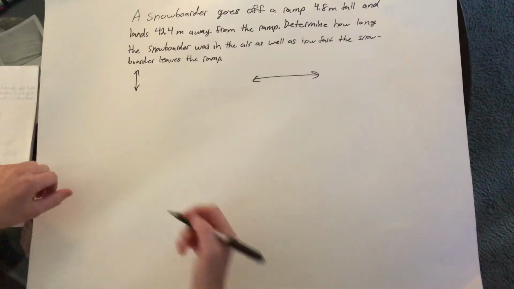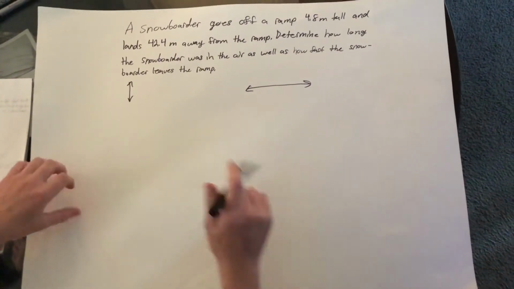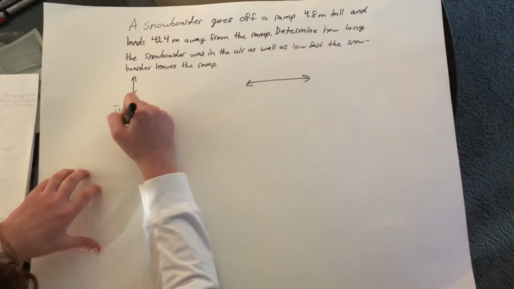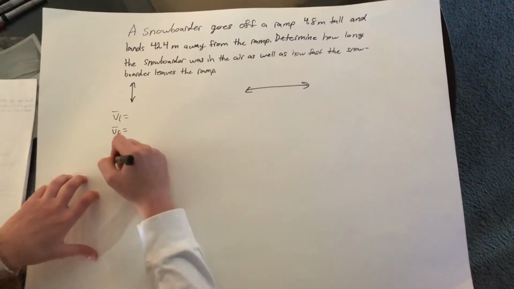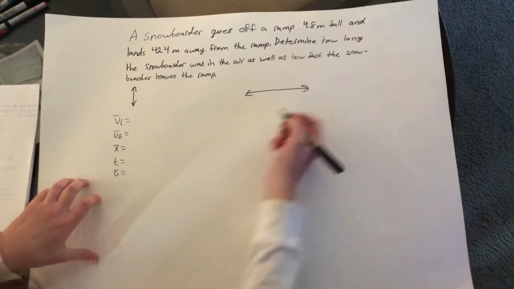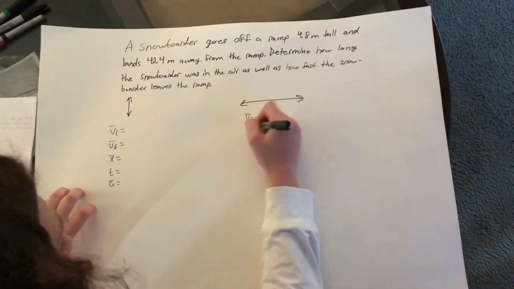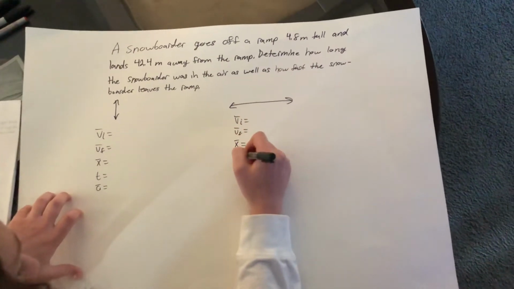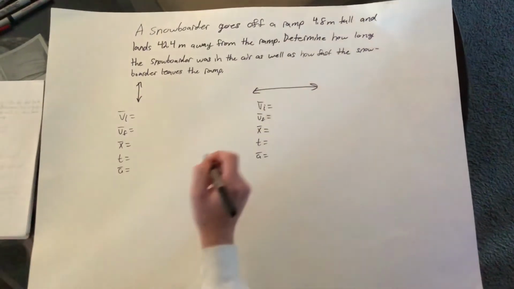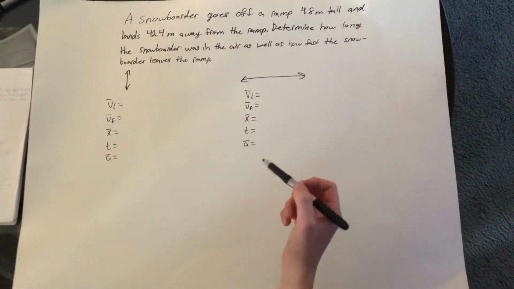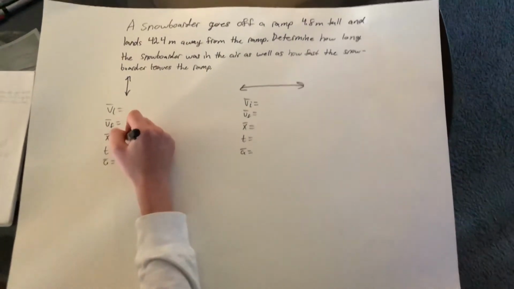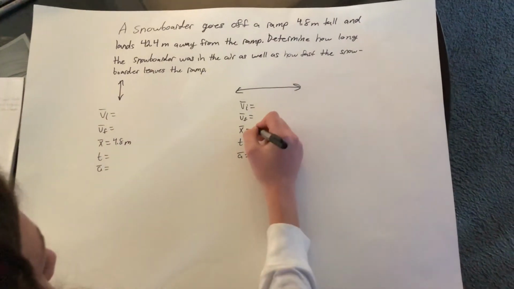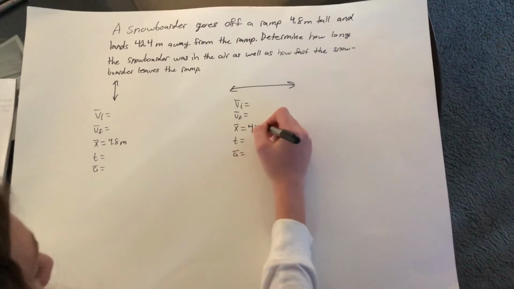So first, I'm going to list out all the information that we have and see what we could find from the problem that we already have. So right away from the problem, we could see the vertical component is 4.8 meters tall, and the horizontal component is 42.4 meters tall, or long.